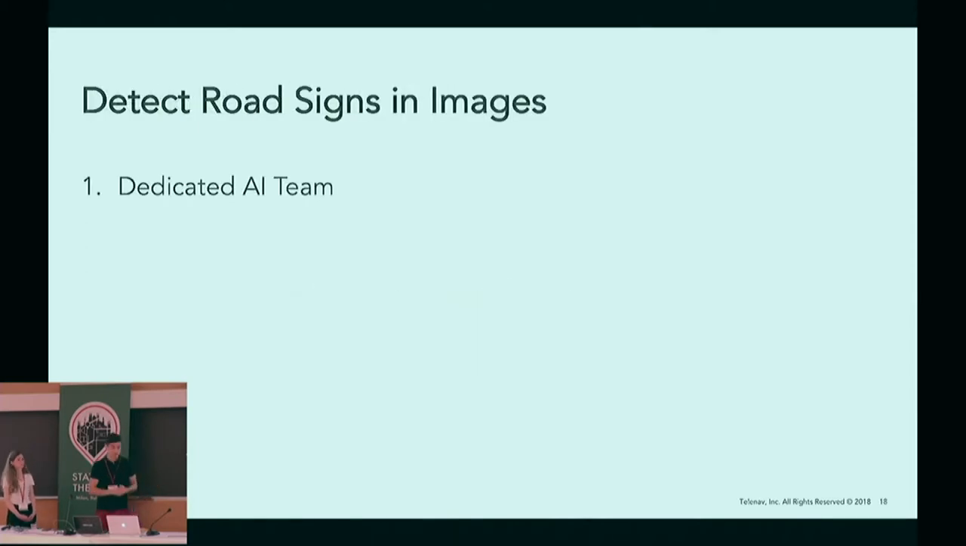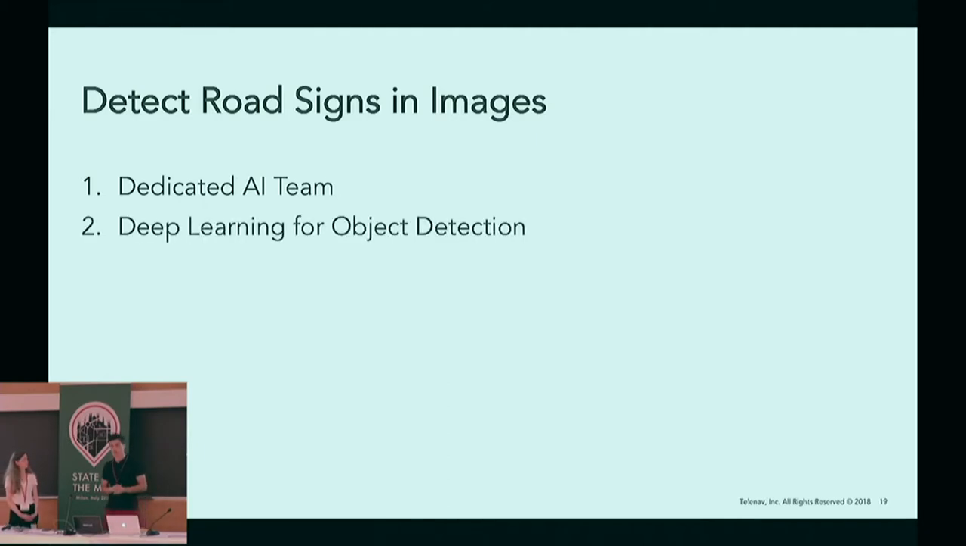We have built this in our dedicated AI team, which I am part of. Of course, we have used deep learning for object detection in order to build this, because the talk is called large-scale deep learning. We have used deep learning because it's the current state of the art in this problem, which is conceptually called object detection, because you have to detect different stuff in images, in our case, traffic signs.